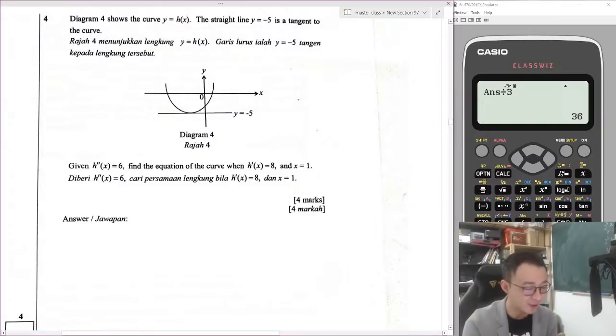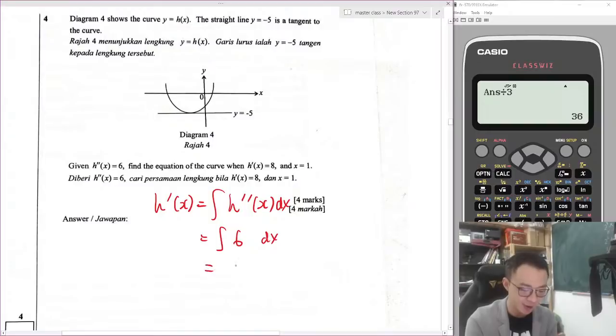Alright, so okay, next question number 4 here. The straight line y equals -5 is a tangent to the curve. So we need to find the equation of the curve, right? First thing is we want to find this one. The first derivative is the integral of the second derivative dx, isn't it? So I will integrate 6 dx. So I will get 6x plus c.